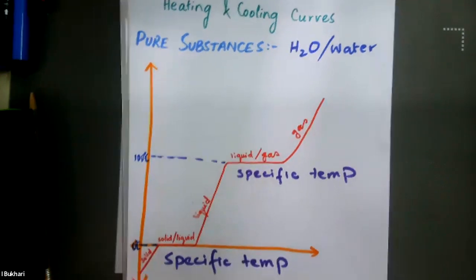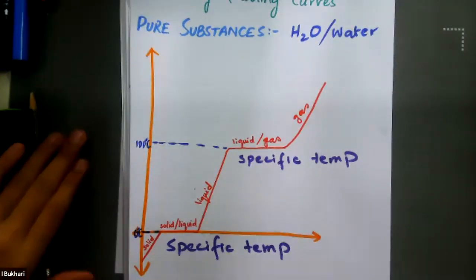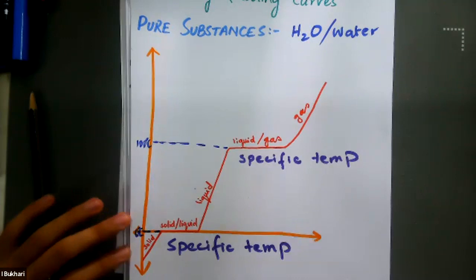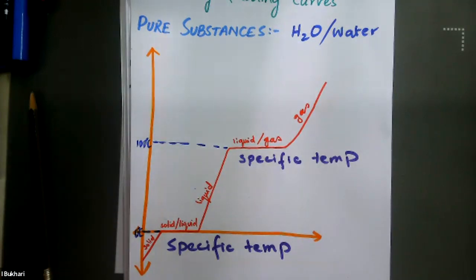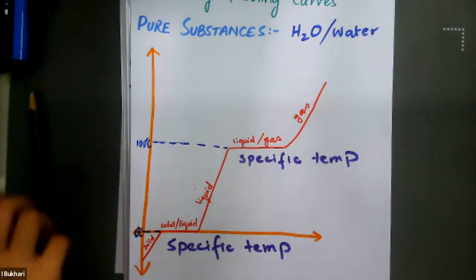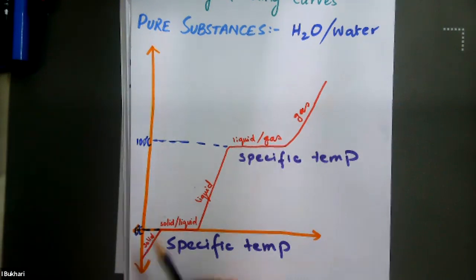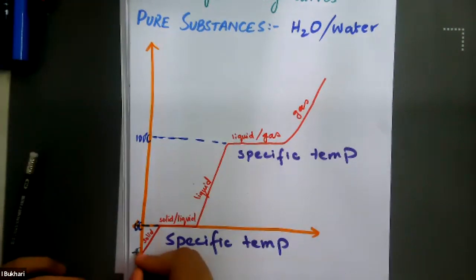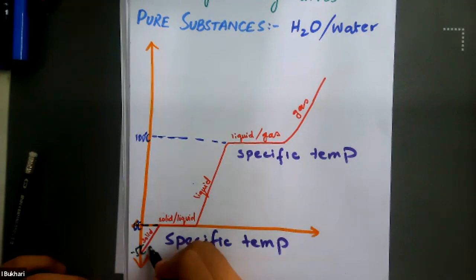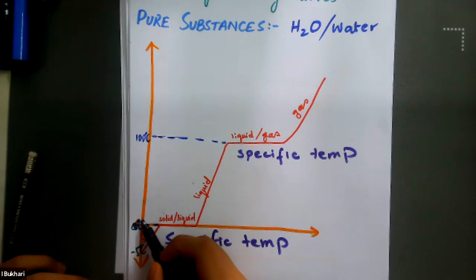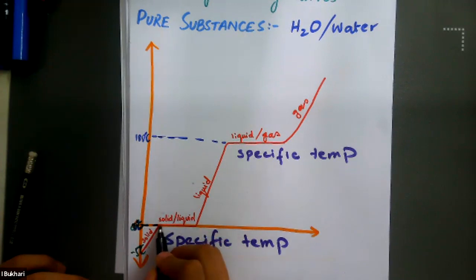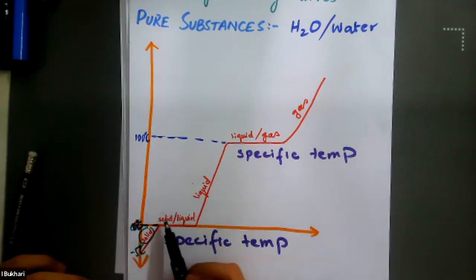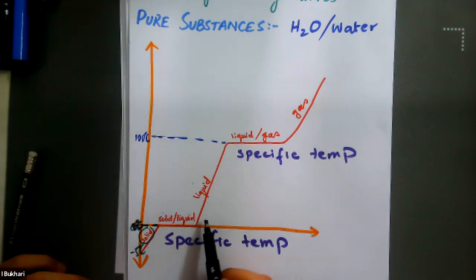So over here, you can see this is pure water, okay? This is pure water that I'm talking about. And over here, you can see that water has a freezing point of 0 degrees Celsius, right? So we're heating it up from, let's say, -5 degrees Celsius, and we heat it up till it reaches 0 degrees Celsius, and that's when it turns from solid to liquid. So at exactly 0 degrees Celsius, it is a mix of solid and liquid.